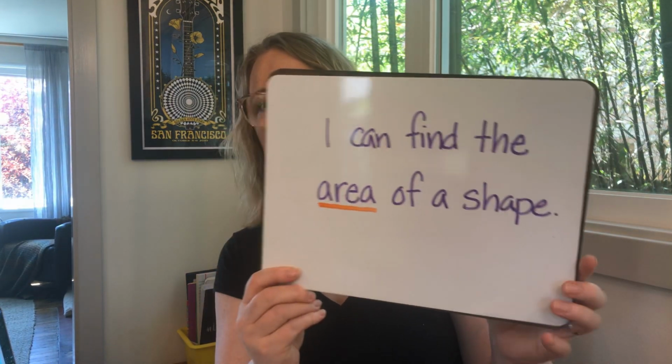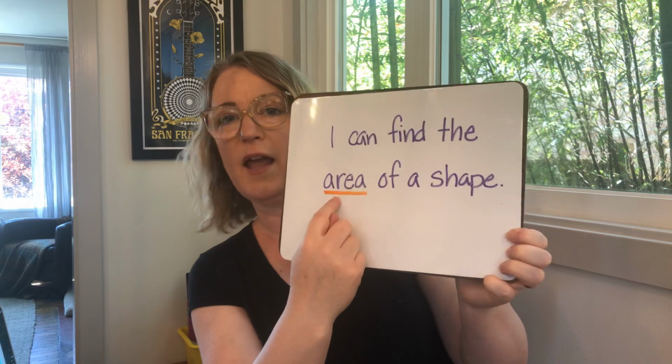This is lesson 2 where we are going to be talking about finding the area of a shape. We already know how to recognize a shape by the outside of it. How many sides does it have? How many vertices does it have? Now we're thinking about the inside of the shape. So today we're going to be focused on: I can find the area of a shape.